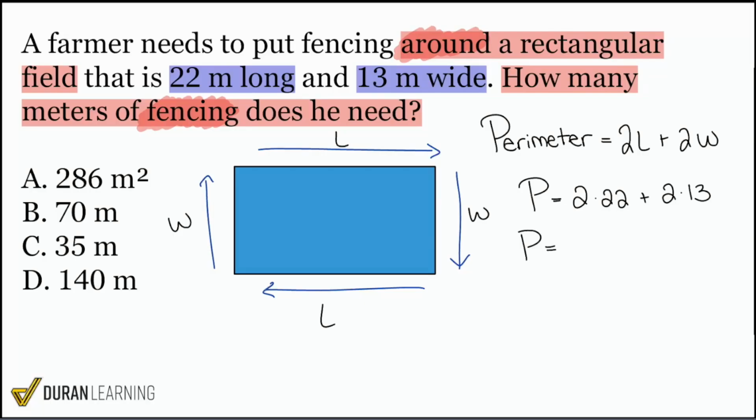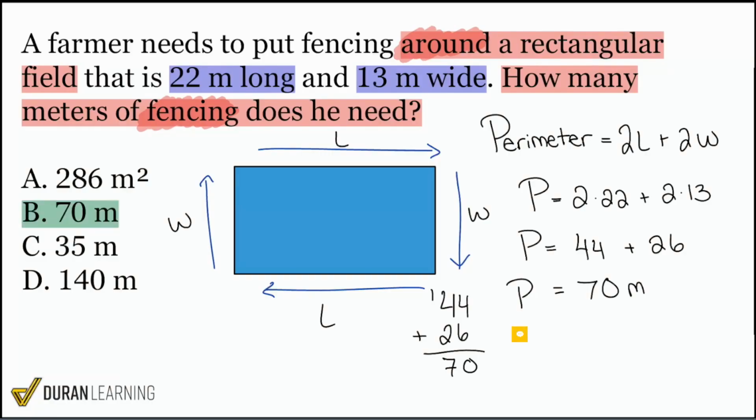When I continue the math, we have 2 times 22 being 44, 2 times 13 ending up being 26, adding 44 and 26. That makes a 10 right there, carry the 1. 4 plus 2 plus 1 is 7. So this ends up becoming the perimeter is 70 meters. And that'll give us answer choice B is the correct answer. Not answer choice A, because that's the area, and we were not asked for the area. It is answer choice B, 70 meters.